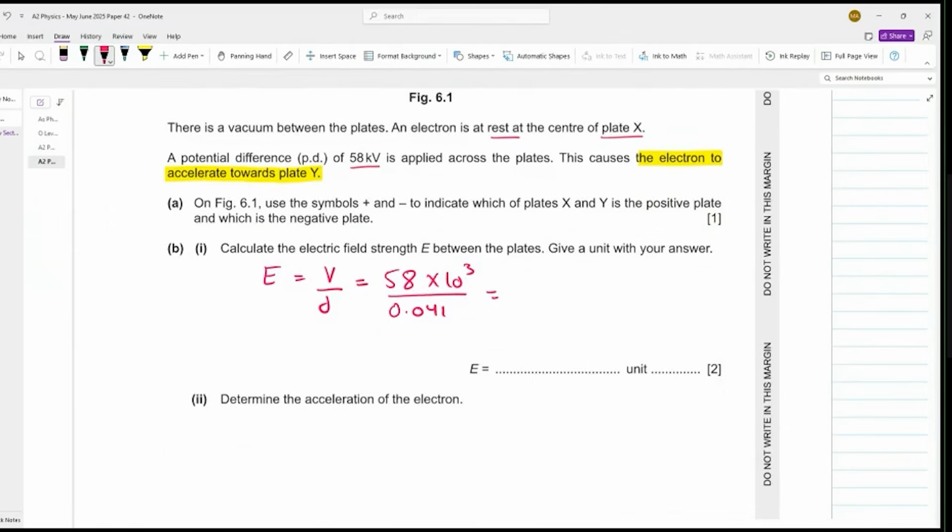The electric field strength comes out to be 1.4 into 10 raised to the power of 6 newton coulomb minus 1. Easy, nothing complicated. Okay, let's move ahead.